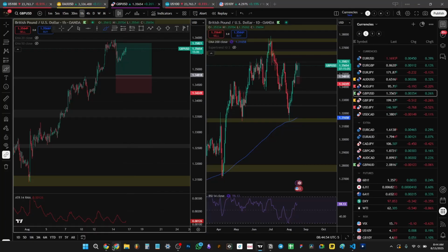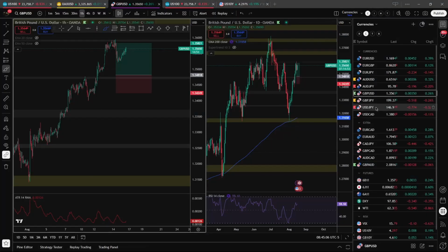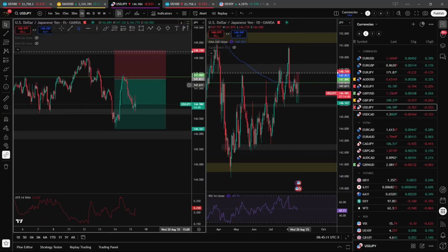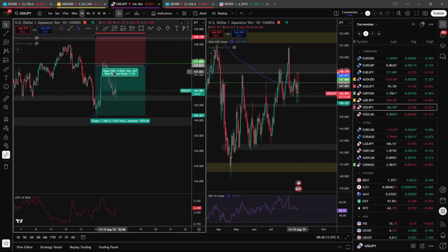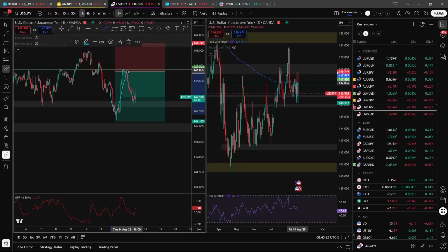If we go to the opposite end of the spectrum, we see that AUD JPY is the most bearish, and USD JPY is also very bearish at 35. I'm actually in a trade at the moment on USD JPY, which is a short that I took yesterday that is currently in a bit of profit. My system is telling me that I need to be bearish on USD JPY at the moment, and this is the simple setup that I took: a pullback to a recent resistance, and then a sell right here. So that's essentially how I use the system.